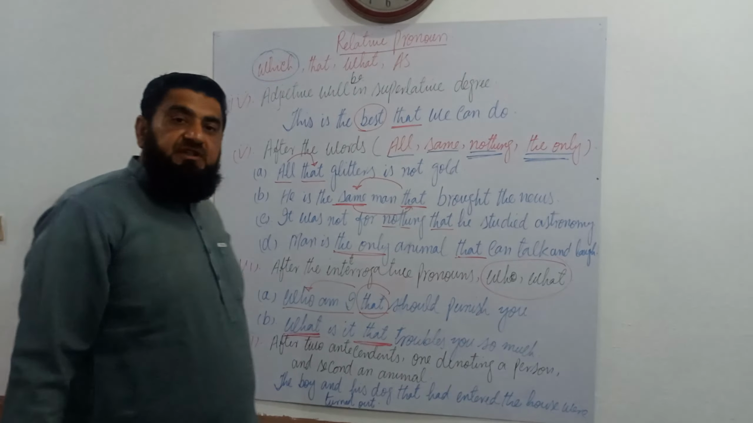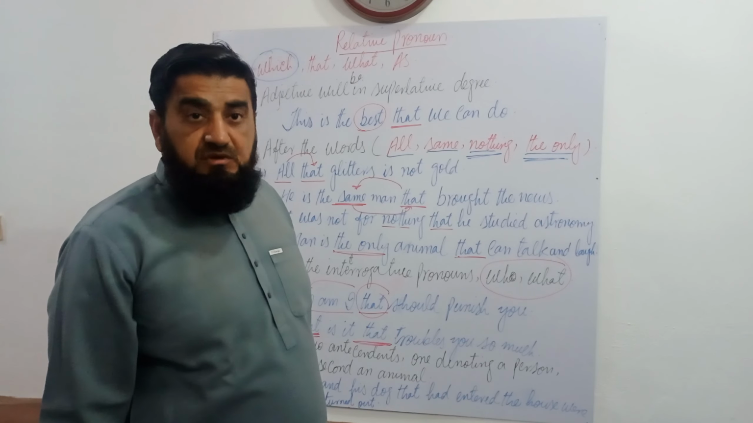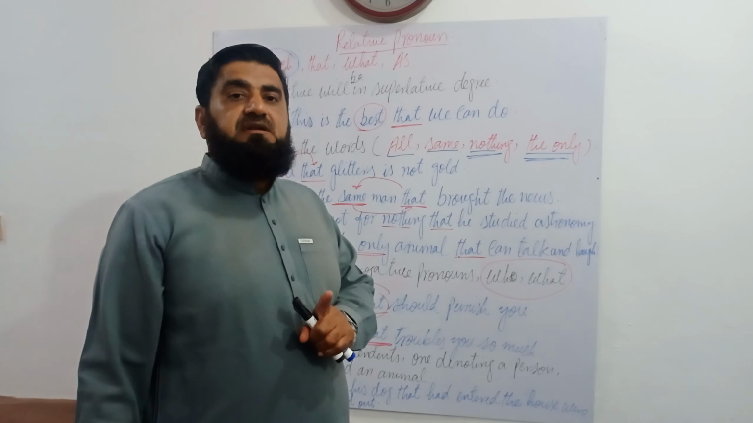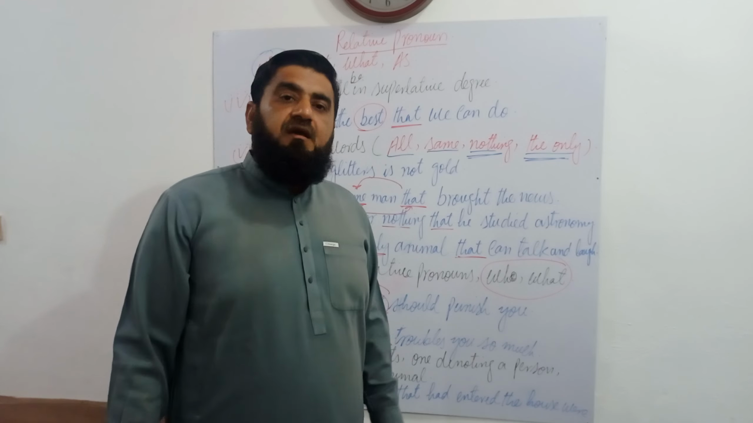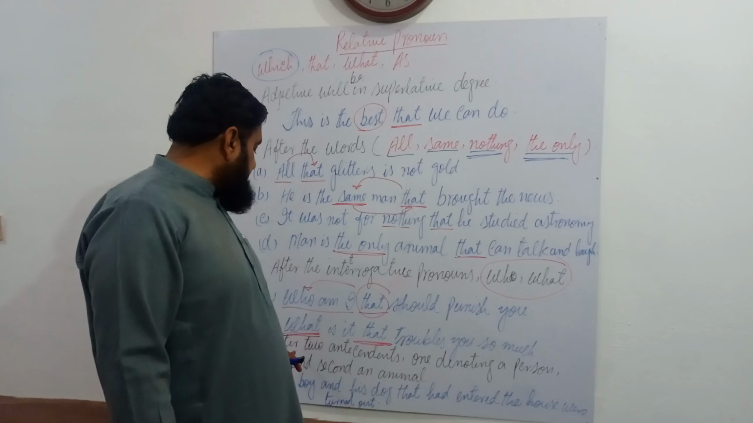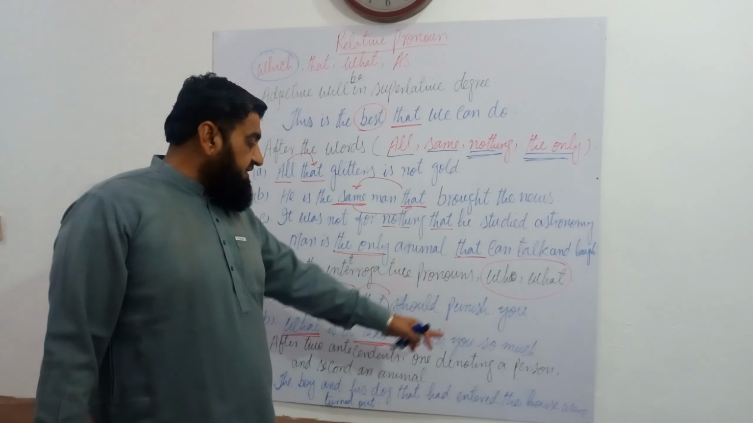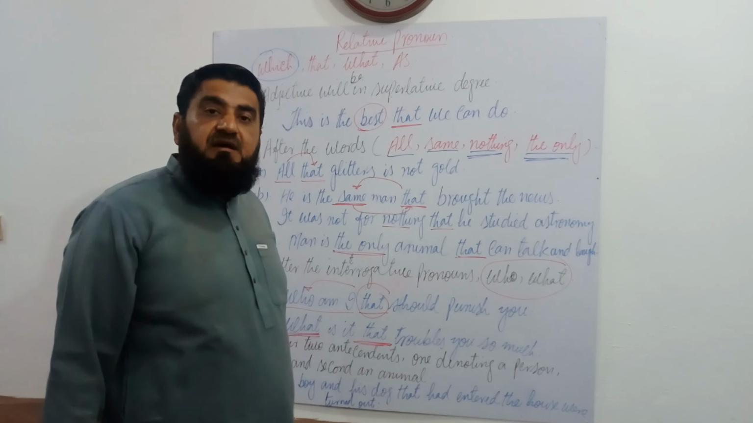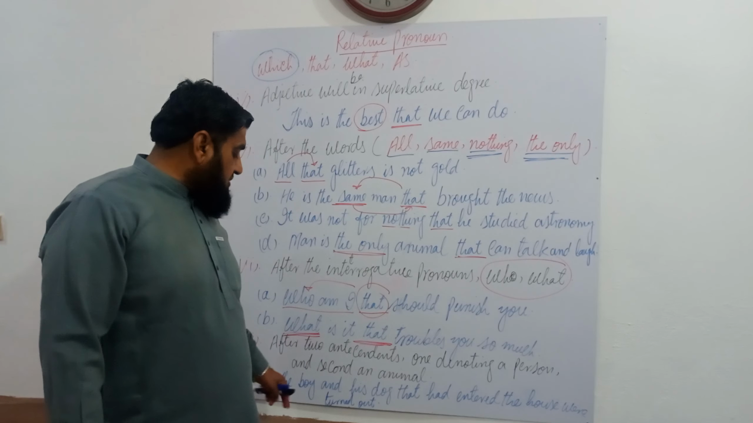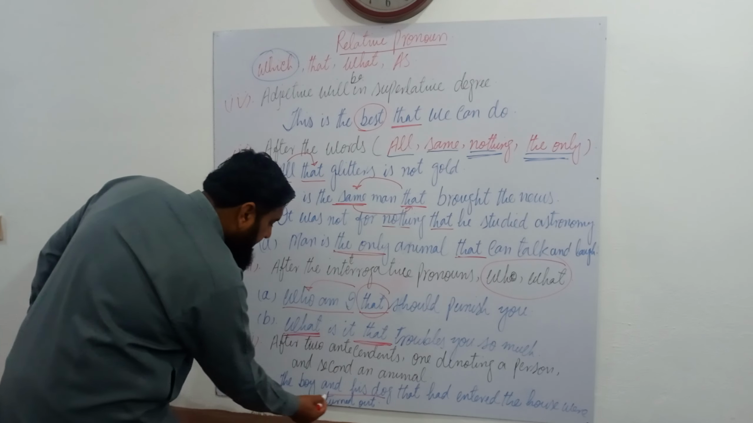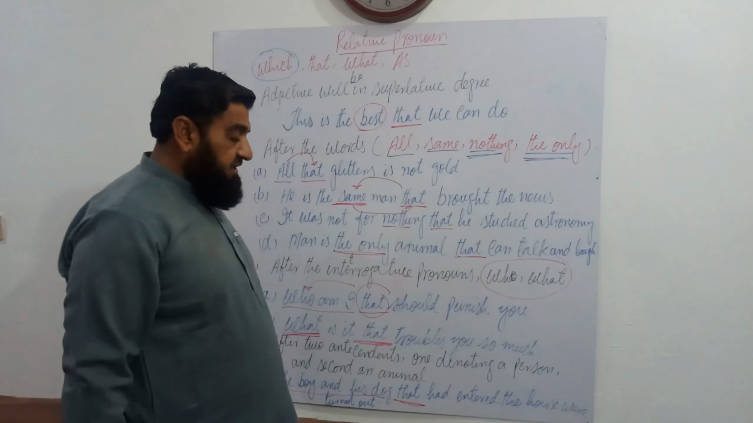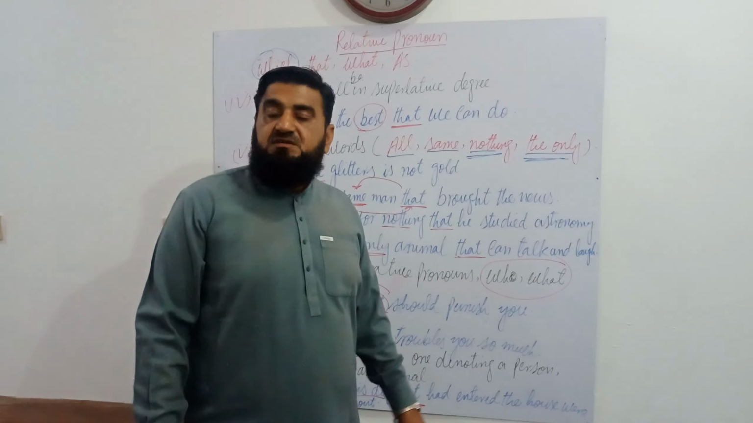Number 7, when there are two antecedents, one representing a person and another representing an animal, we will use that, not who or which. For example, the boy and his dog that had entered the house were turned out.